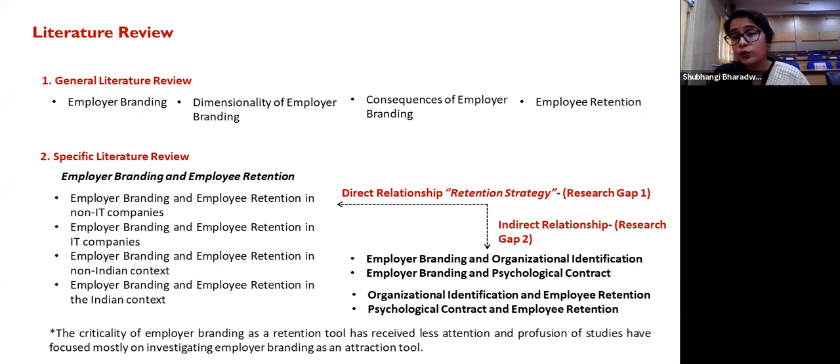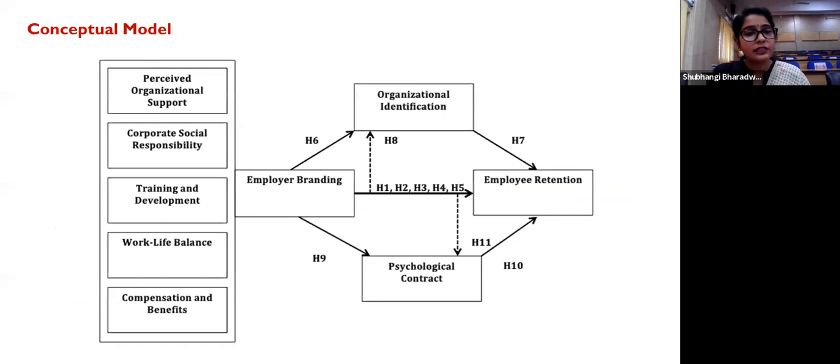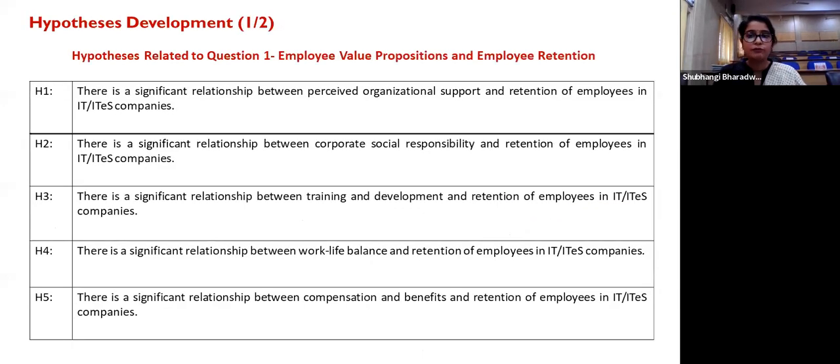The researcher has also identified those studies that have considered the direct and indirect effect of organizational identification and psychological contract in the relationship between employer branding and employee retention. Based on the literature review, the following model has been proposed, consisting of 5 employer branding dimensions, 2 mediators, and 1 outcome variable. Based on the model, the following hypotheses have been proposed.